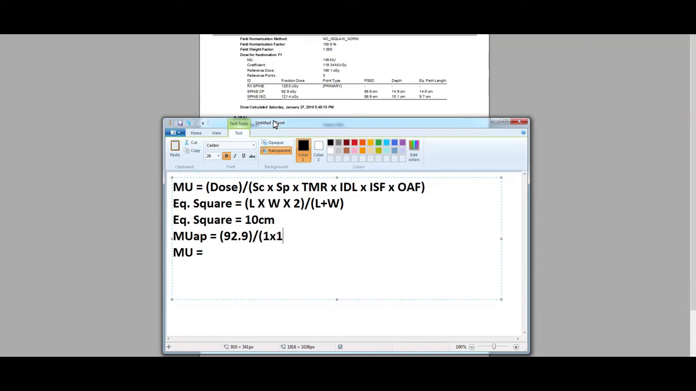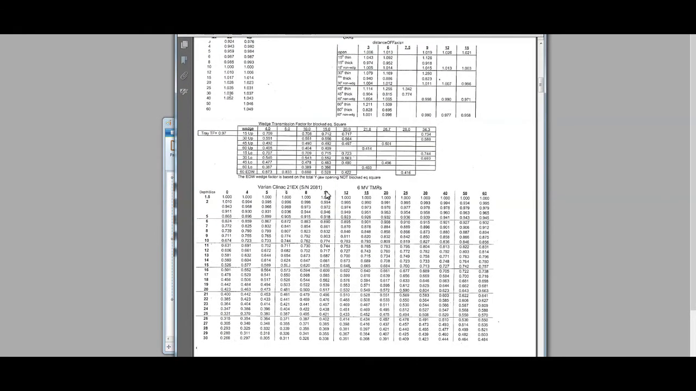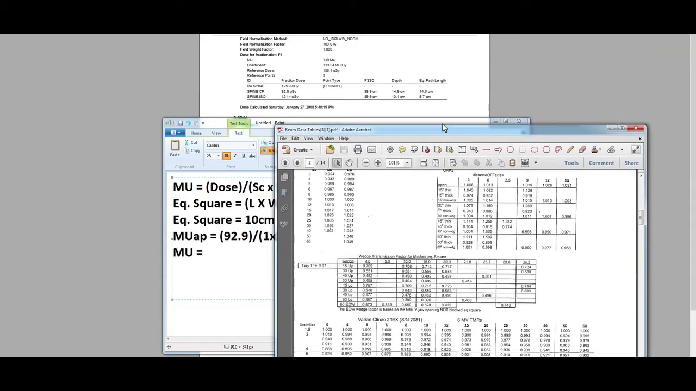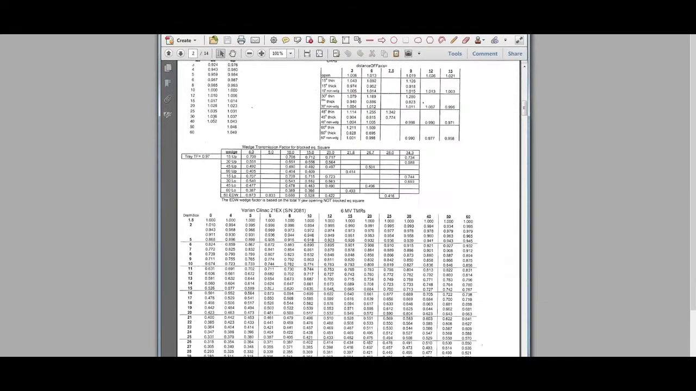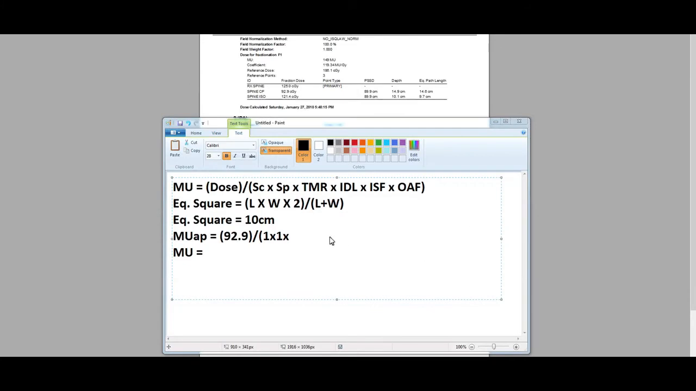Collimator scatter factor is 1, phantom scatter factor is 1. My tissue maximum ratio, if I pull down here, 10 centimeter field size, and my depth is 14.9, so effectively 15 centimeter depth. So 10 by 15 is 0.635. My isodose line is 1 because I'm prescribed to 100%, and my inverse square factor is source to calibration distance divided by source to point distance. Now my source to point distance is going to be the SSD, which is 89.9, plus my physical depth, 14.9.